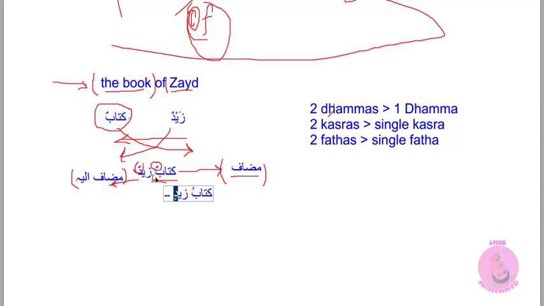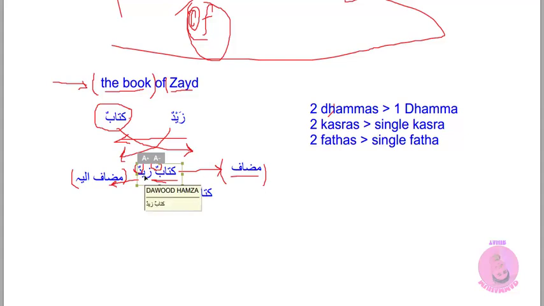In this noun, we will not change this tanween into a single vowel. We will never change it into a single vowel. Okay, remember this. We are not going to change the tanween into a single vowel in mudaf ilayhi. We will do that only for mudaf. In mudaf we had to change the tanween into a single vowel, two dhammas into one dhamma, and so on. But in mudaf ilayhi we are not going to do that.